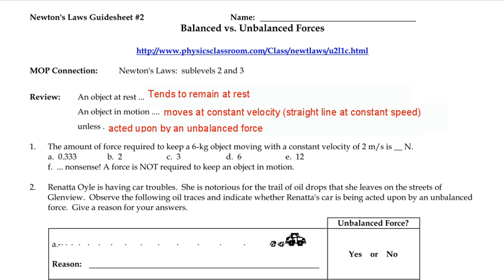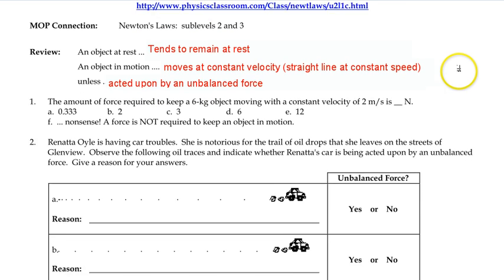It can't be just a force. There has to be no other force canceling that force. It has to be, when we add all the forces together, we end up with some kind of leftover or net force. Okay, so we can start answering questions from there.